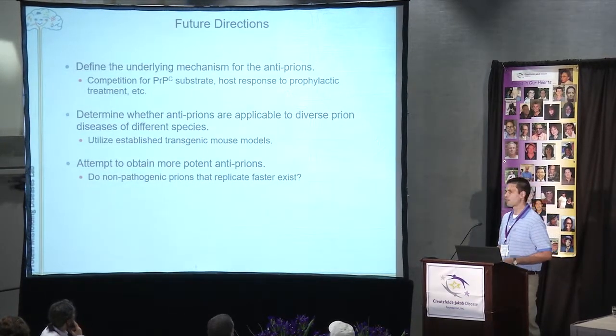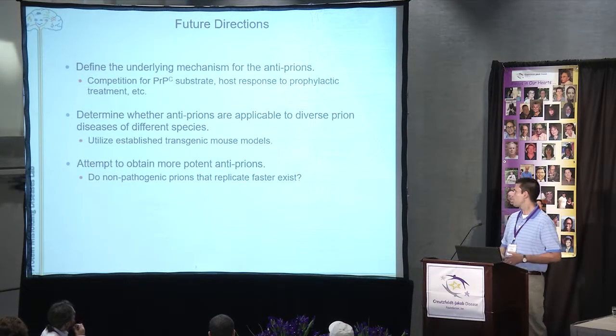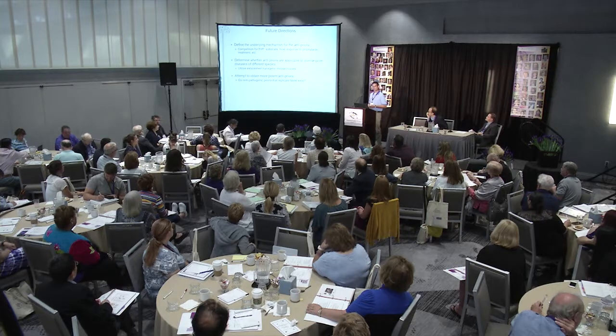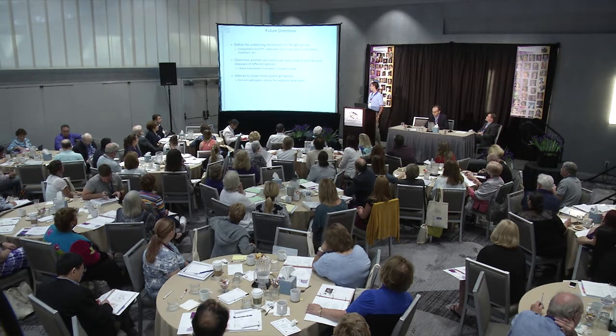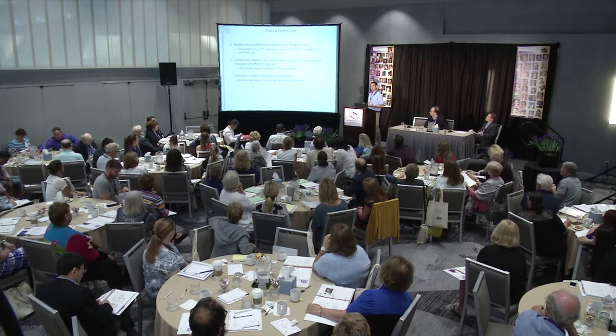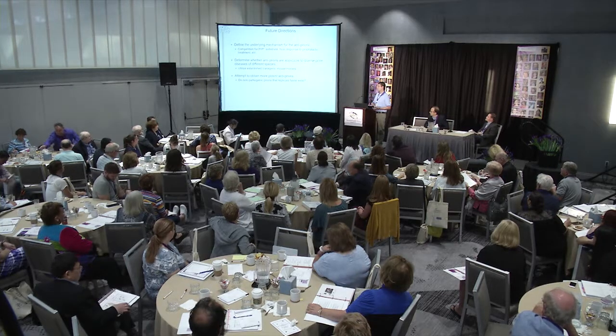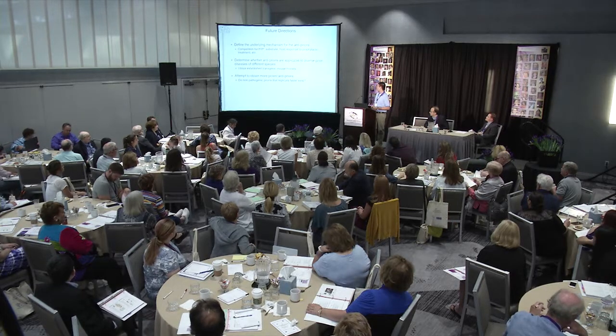So we have a lot of experiments ongoing in the lab right now, and they're based on these future plans. What we're trying to do is to better define the mechanism for the antiprions, we want to know how they're actually competing with the pathogenic prions. The next thing we want to do is to determine whether antiprions can be applied to other prion diseases of other animals. And then lastly, we want to attempt to obtain more potent antiprions. One thing that would be very exciting is if we could find an antiprion that replicates fast, but still never causes disease and never has toxicity.